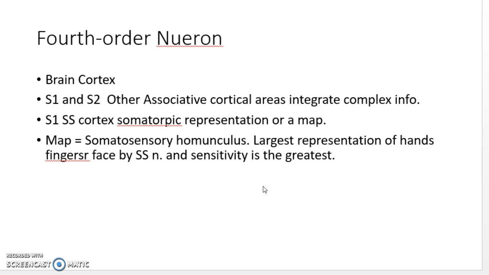The dorsal column system is going to consist of touch, pressure, vibration, two-point discrimination, and proprioception. The dorsal column system consists of group 1 and group 2 fibers. The first order neurons have their cell bodies in the dorsal root ganglion and in the cranial nerve ganglia, and they ascend ipsilaterally to the nucleus gracilis and the nucleus cuneatus.